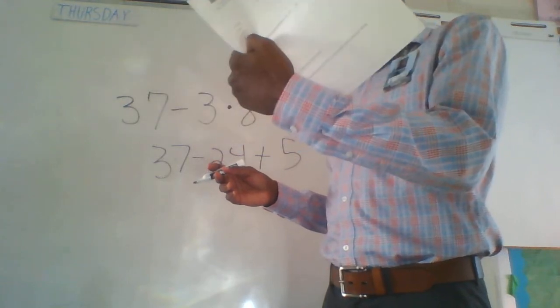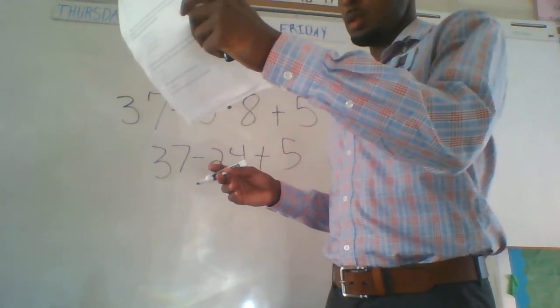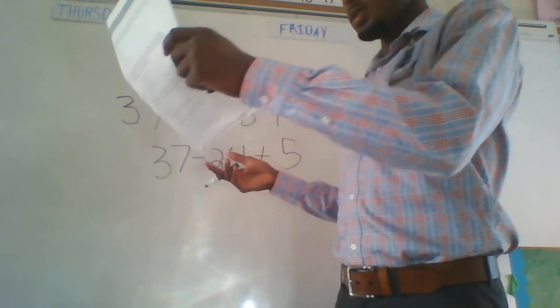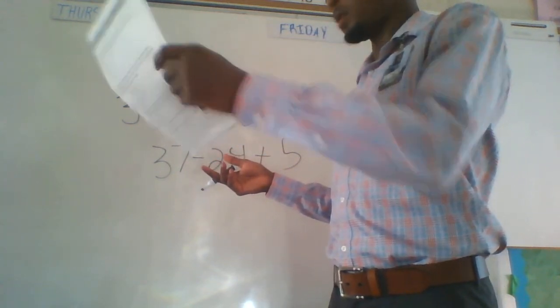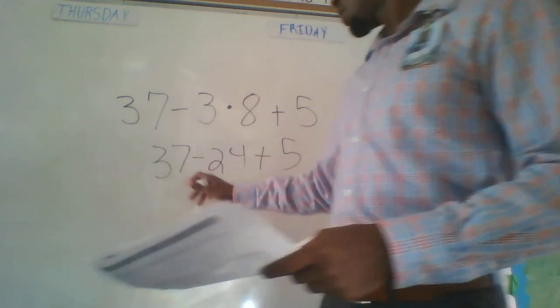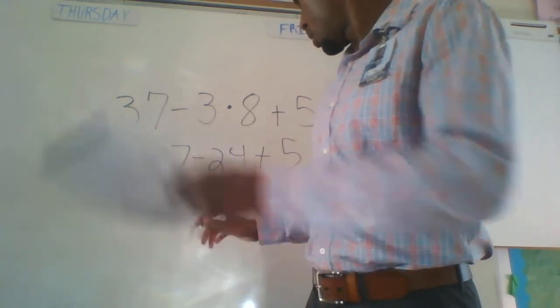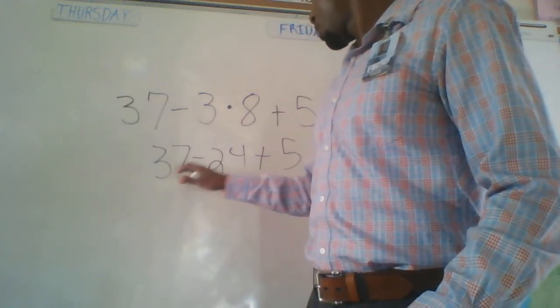Hold on now. Okay, no. The answer is C because 8 plus 5 is 13. So this is, wait a minute. Can I get a piece of tissue? Wait. No. What was our answer? 37 minus 24 is 18.